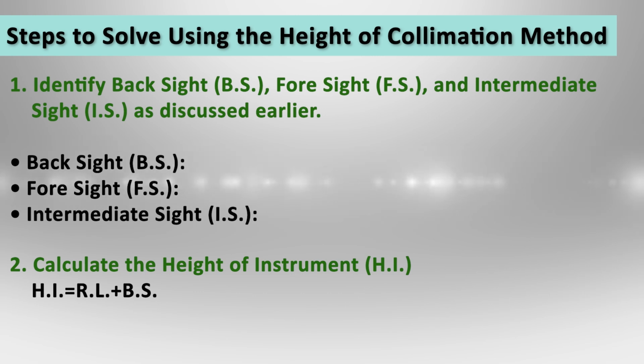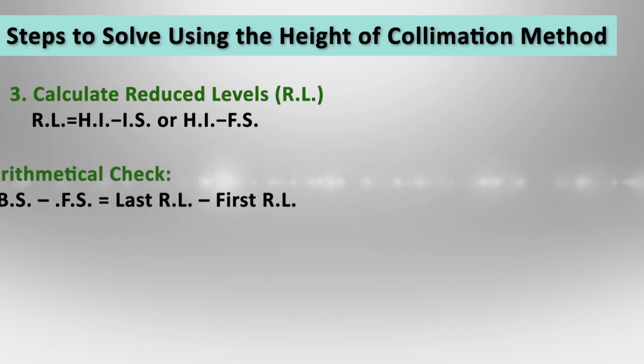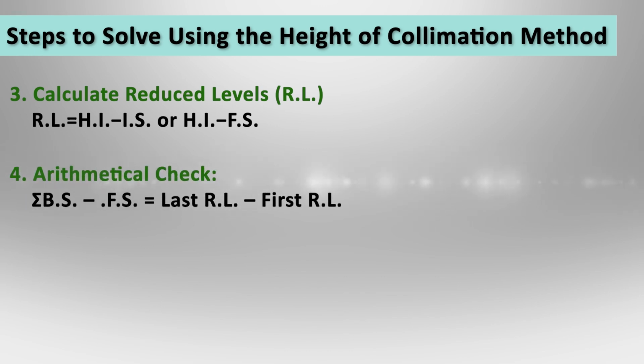So, height of instrument would be reduced level plus the back side, and after that calculation of reduced levels for each subsequent point. We have to calculate the reduced level by subtracting the intermediate side or the foreside from the height of instrument. So, reduced level will be HI minus IS or HI minus FS, and then in the next step we will apply the usual checks, but in the height of instrument method the check is given as sigma backside minus sigma foreside, which should be equal to last RL minus the first RL.